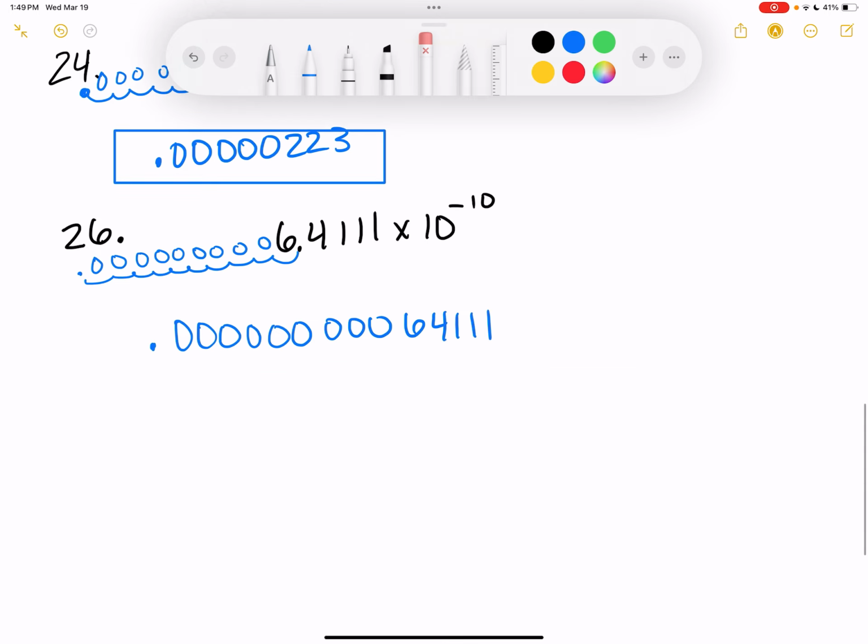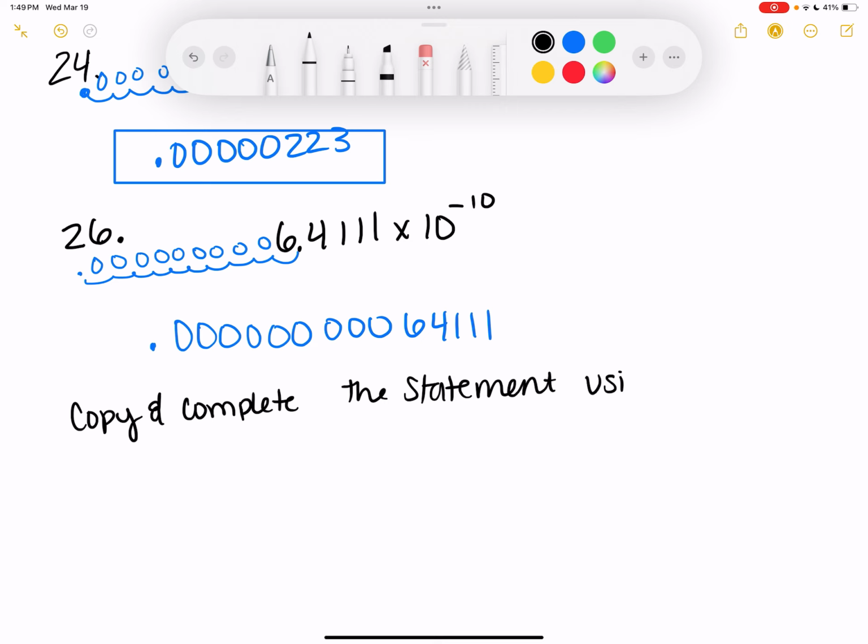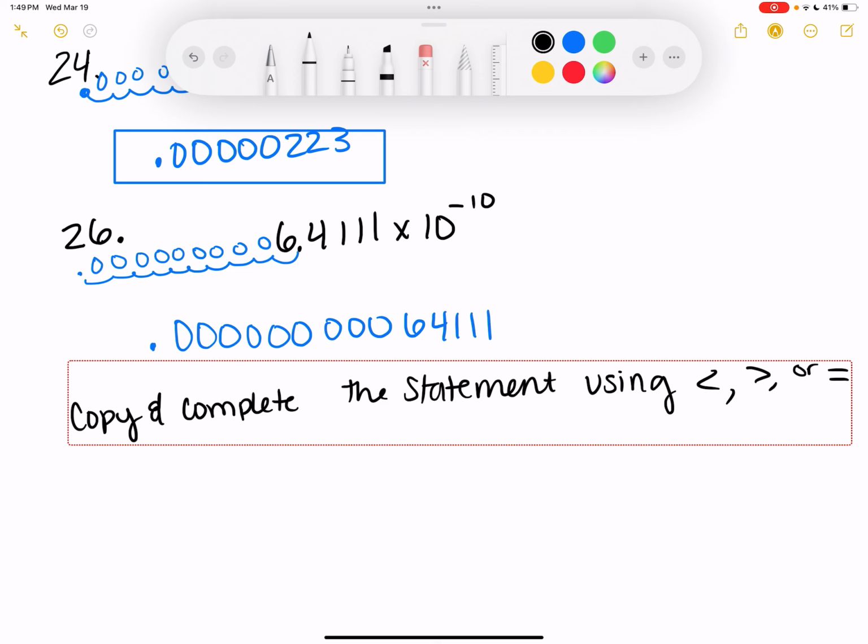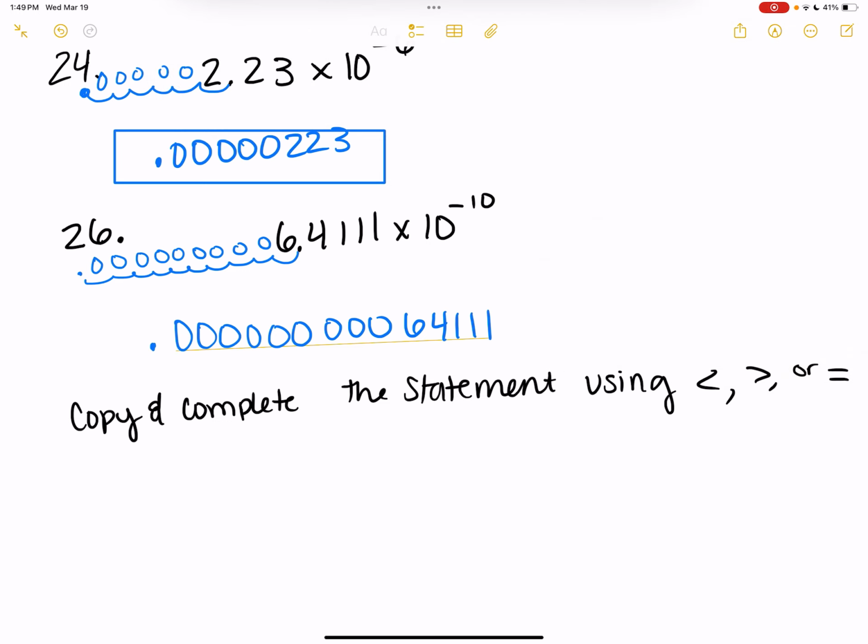All right. So a few interesting ones here. 34. I put 28. Copy and complete the statement using less than, greater than, or equal to. Oh, we're back to this stuff. Welcome back to chapter 5. Can we go back to the easier stuff? What was it? 34.